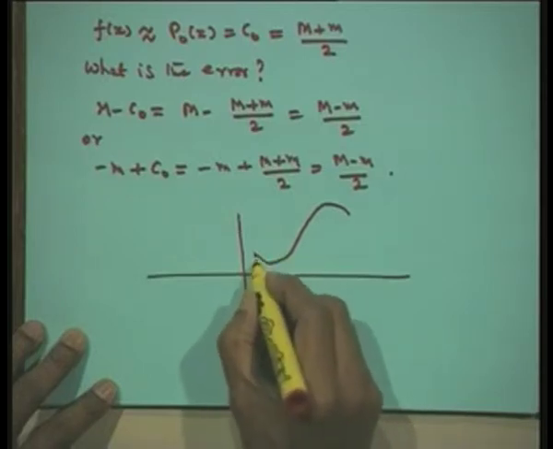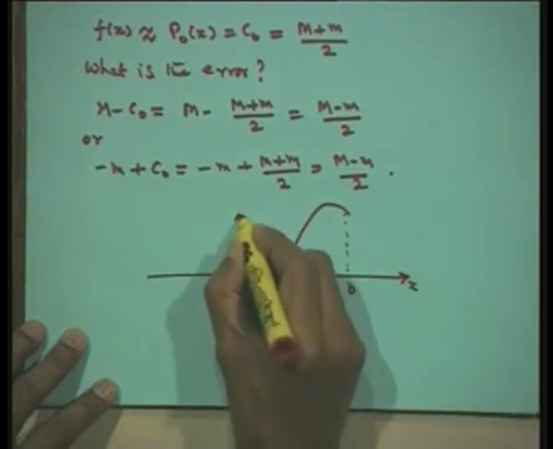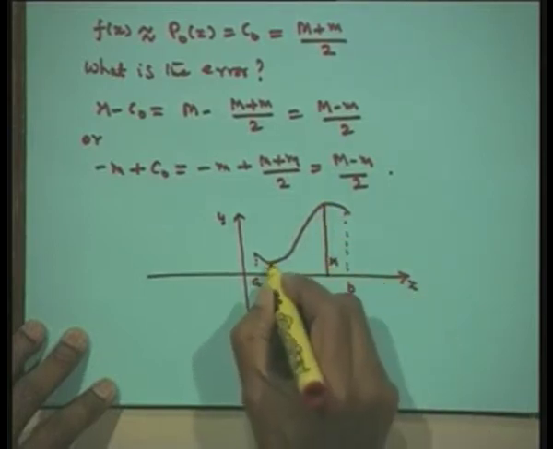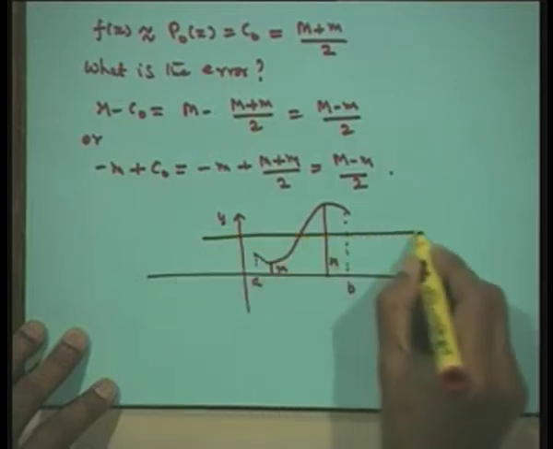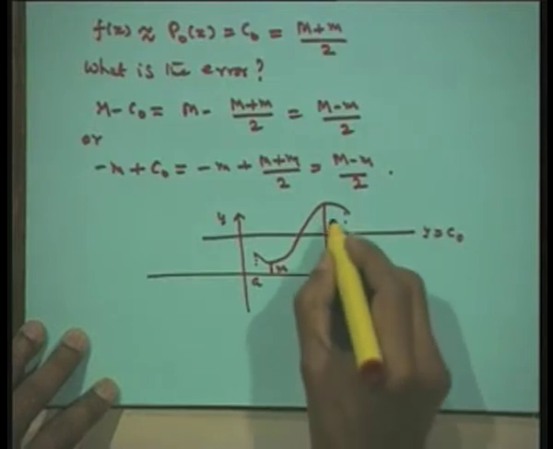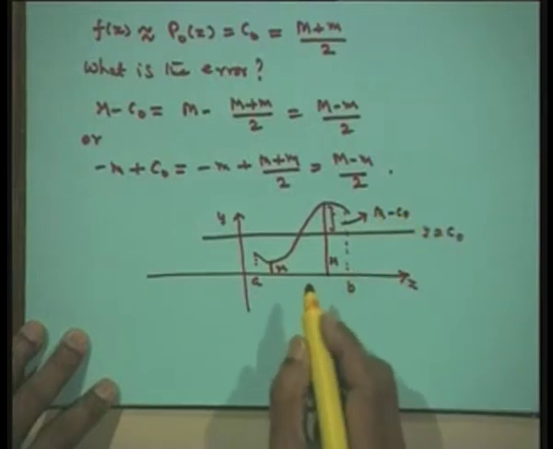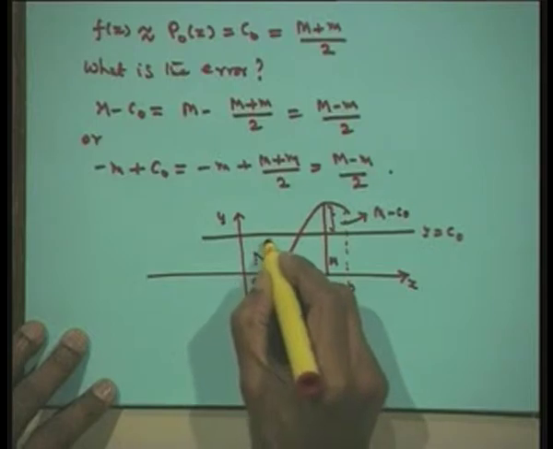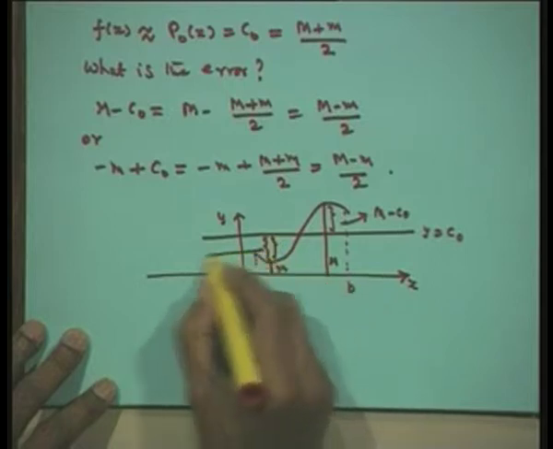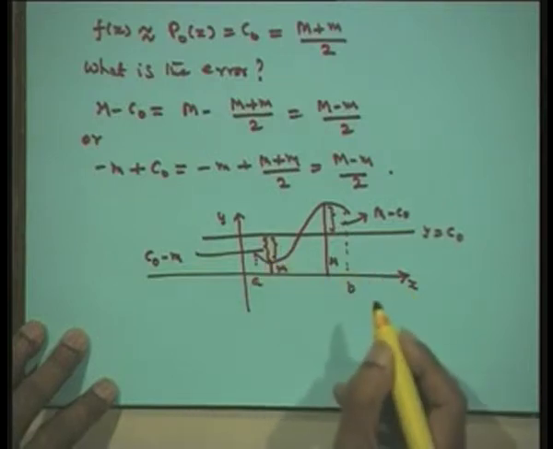This is the point A, this is the point B, this is our M, this is our small m, and this is the approximation that we are talking of, y is equal to C naught. Now, the error would be m minus C naught over here, and the error will be this quantity, and this quantity will be equal to C 0 minus m. This will be the error, C 0 minus m.